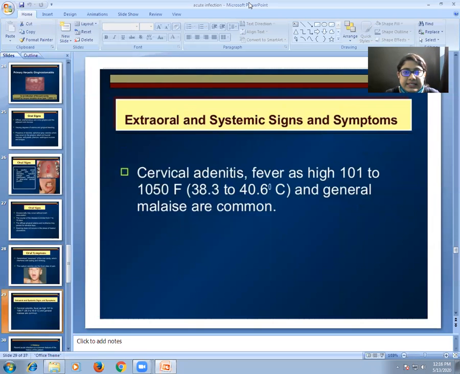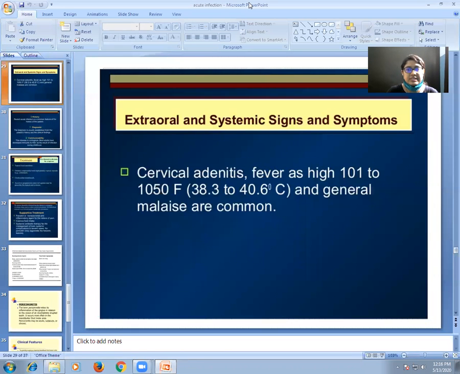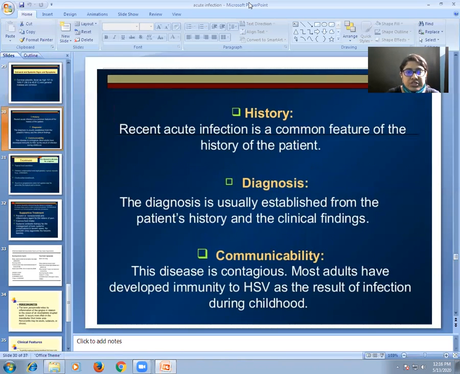Other than this, there are extraoral signs and symptoms. Extraoral signs and symptoms are cervical adenitis, fever, that is 38 to 40 degrees Celsius, and general malaise, which are common. So, history. What is the history of the disease? In the history, recent acute infection is a common feature of the patient's history.